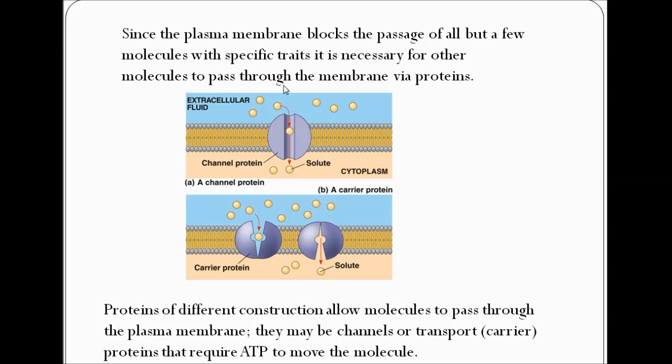So we have these things called channel proteins and carrier proteins, and they bridge across the whole membrane. A channel one just goes with the flow. It's specific for that molecule, but if it's more concentrated out here, it'll move them across so there's more inside. No energy is used. But a carrier protein can go against that flow.